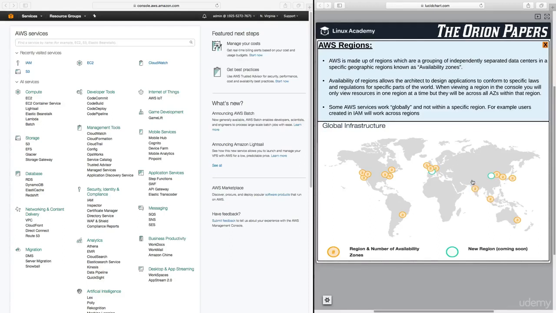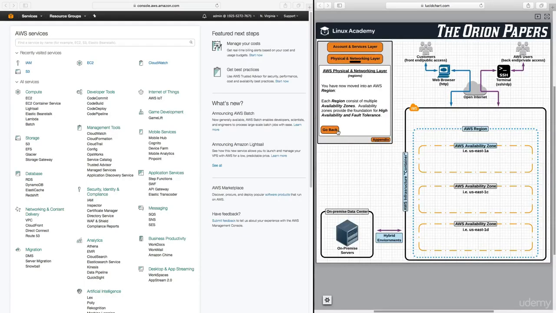And one of the great things is that you may have an organization that has certain rules, requirements, or government protocols you have to follow, and therefore you can place data in the proper location around the world to meet any of those standards. Another important thing to understand is that some AWS services work globally and not within a specific region. An example of that will be IAM, which we're going to get to in the next section.